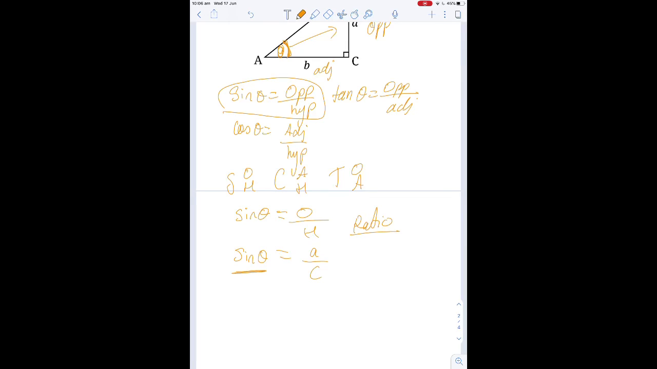Now, just keep in mind that sine theta is just a number, okay? So if I gave you theta to be 20 degrees, sine of theta would be sine of 20. So do that on your calculator and you'll see it's just a long decimal, okay?